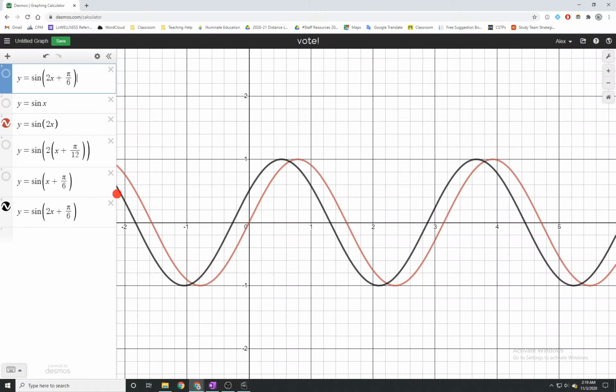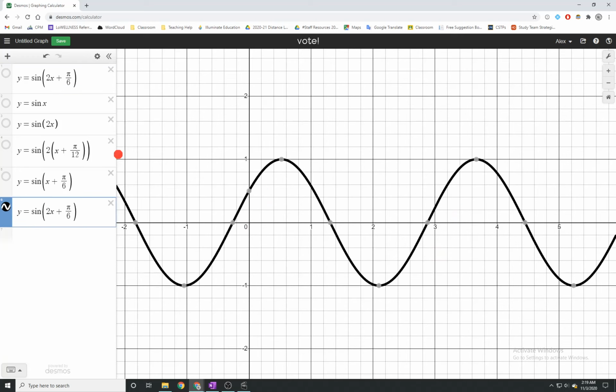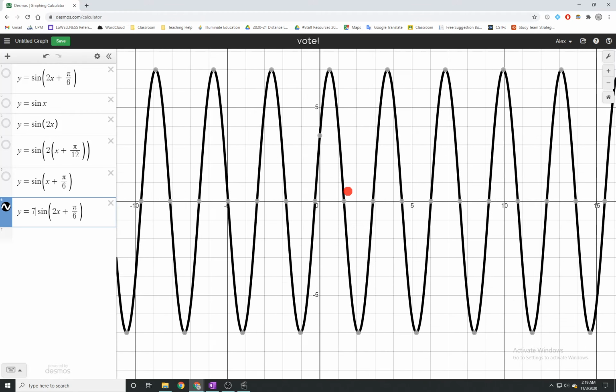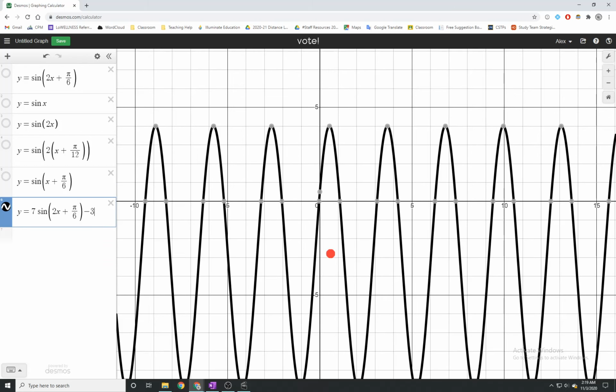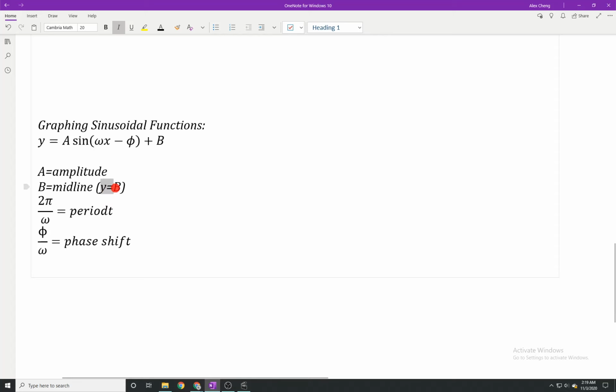We can see the effects here. If I change this to a 7, then our graph obviously gets much taller. If I change b by subtracting 3, it pushes it downward. It changes our midline, right? So that midline happens at y equals b. We saw here, whatever this stretch factor is, it changes your period. So the larger this number is, the more it shrinks your period.